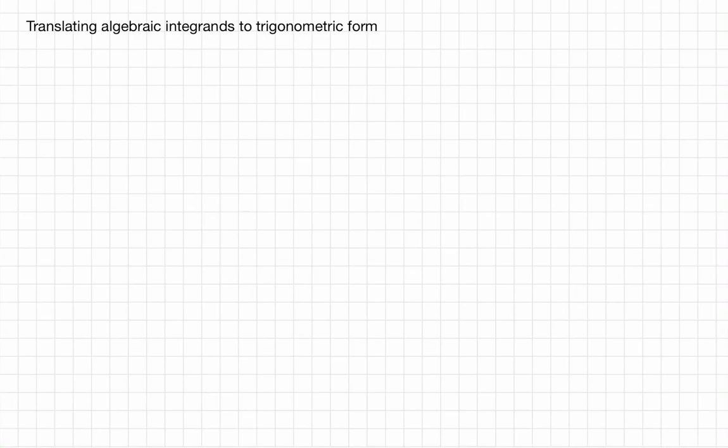The most important part of trigonometric substitution is the translation of the given algebraic integrands into the trigonometric form. So we have to remember that we can perform trigonometric substitution if we see the patterns a squared plus u squared, a squared minus u squared, or u squared minus a squared.